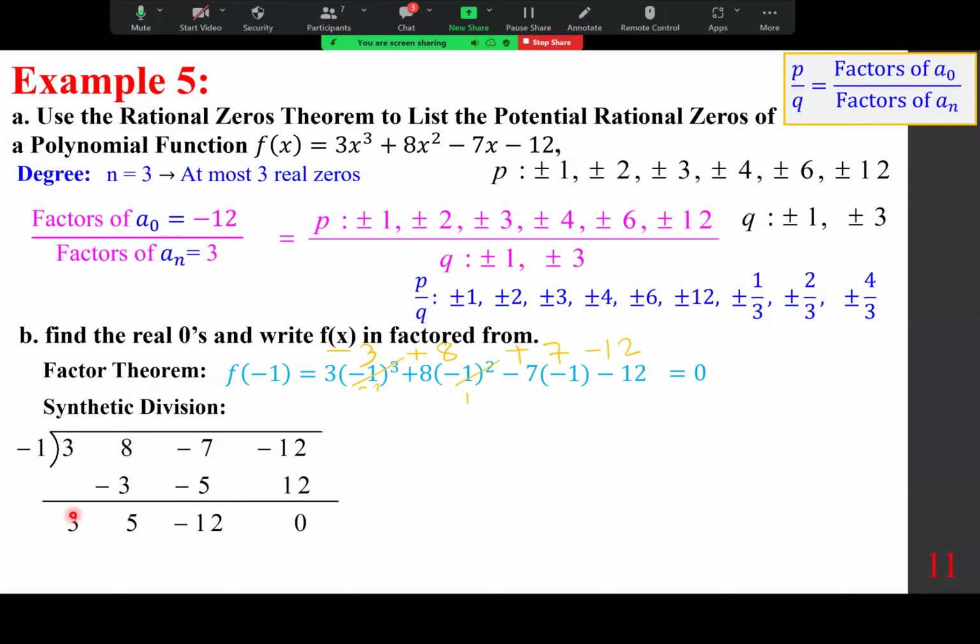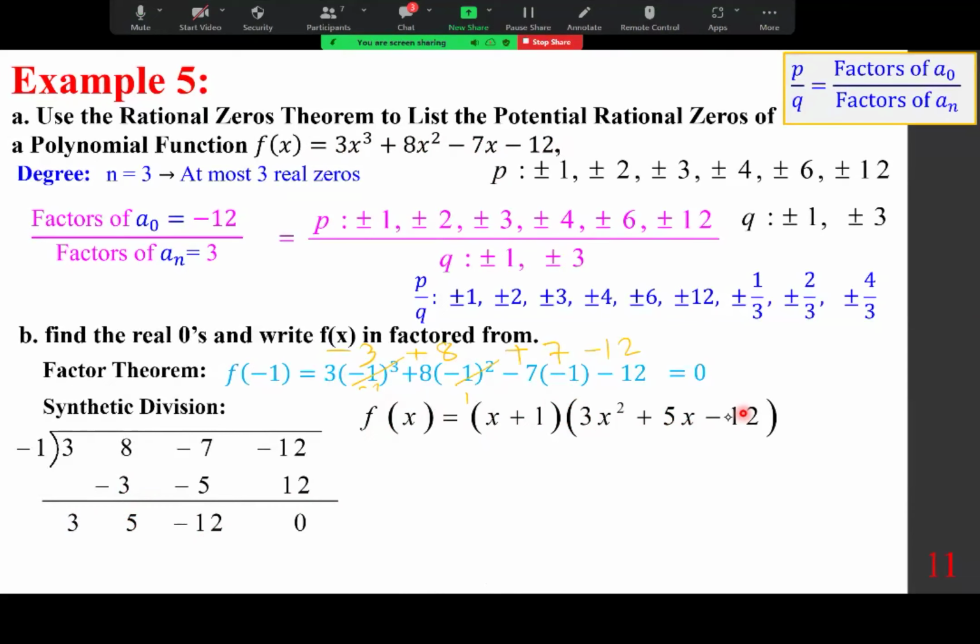You drop the 3, multiply it by negative 1, minus 3, and 8 is 5. You multiply this by negative 1, minus 5, and minus 7 is minus 12. You multiply by negative 1, you get positive 12, and negative 12 is 0. Therefore, if I divide this function by x plus 1, it gives me 3x squared plus 5x minus 12. So one more time, f of x equals, because f of minus 1 is 0, x plus 1 times 3x squared plus 5x minus 12.